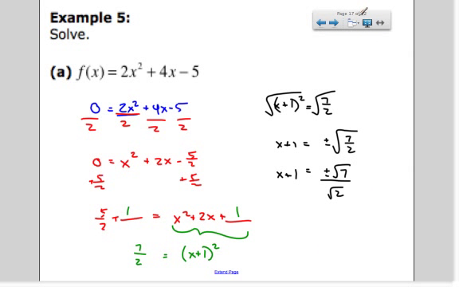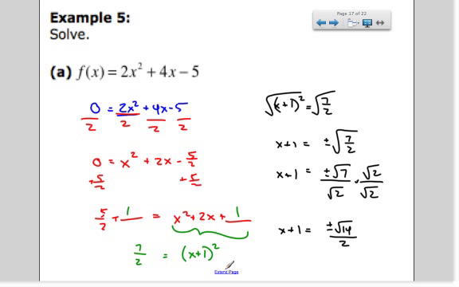Okay. Well, I'm not allowed to have square roots in the denominator, so I'm going to multiply by the square root on the top and the square root on the bottom. So x + 1 = ±√14 over 2. And that can't be simplified.